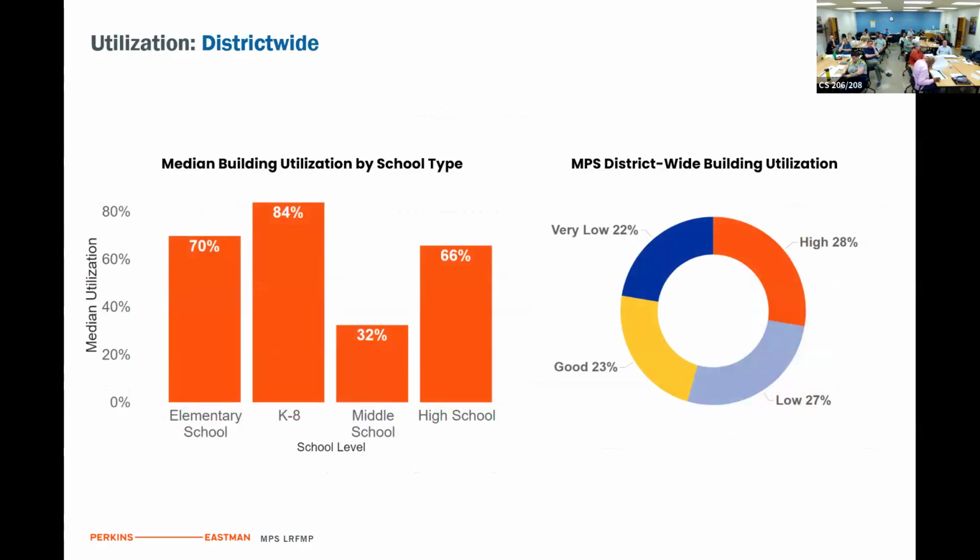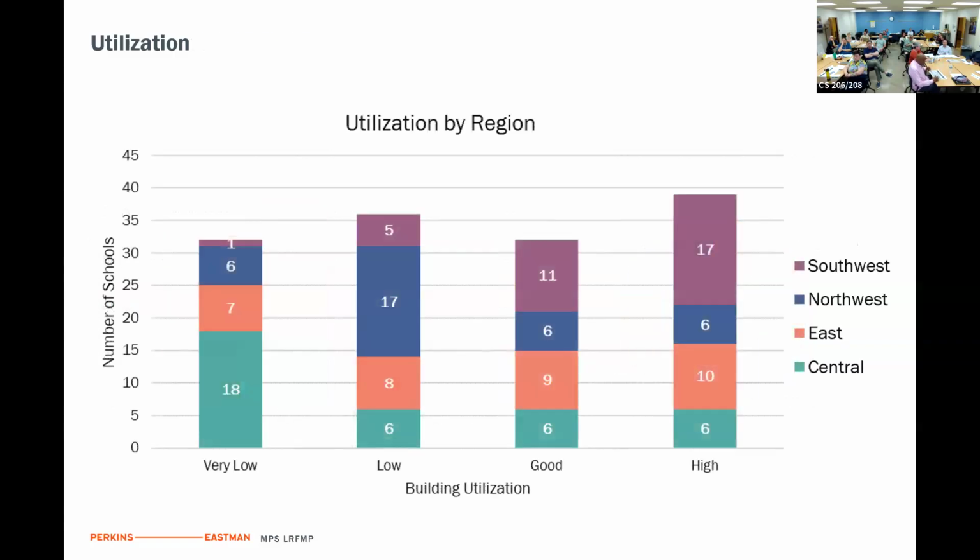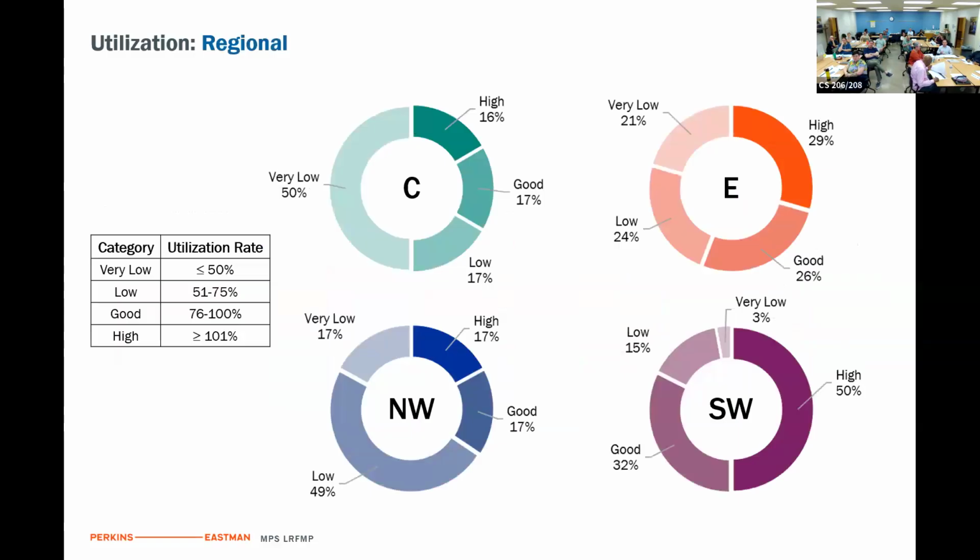We've talked about how about a quarter of the district is over capacity, and about a quarter is very far below it. You can see it by school type here, with middle schools being the lowest on average, knowing that there's a small number of traditional middle schools in the district. We broke that out by region as well. This shows that same chart, and I think it's a little easier to see on the next slide, where we have a similar donut chart for each region. You'll see that the central region has a greater percentage of its schools in that very low category, which is at or below 50% utilization.